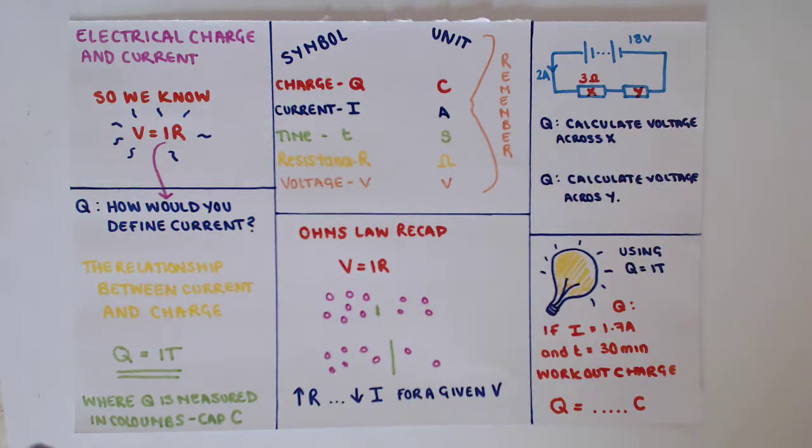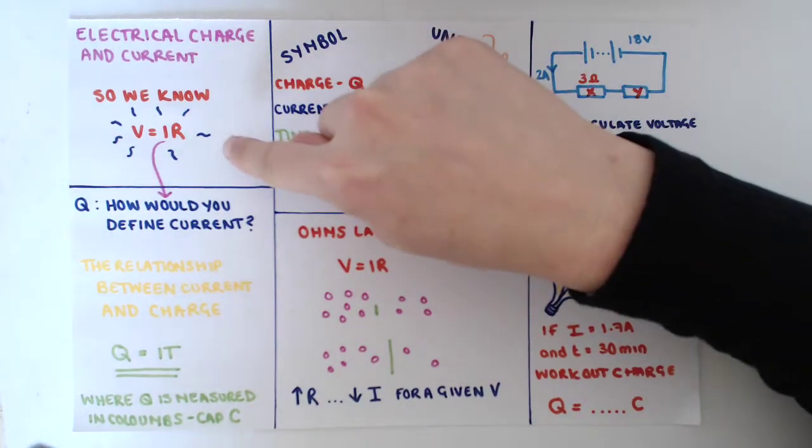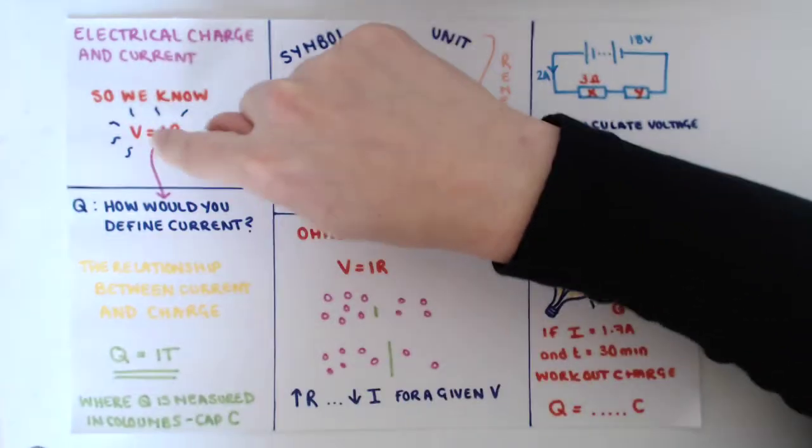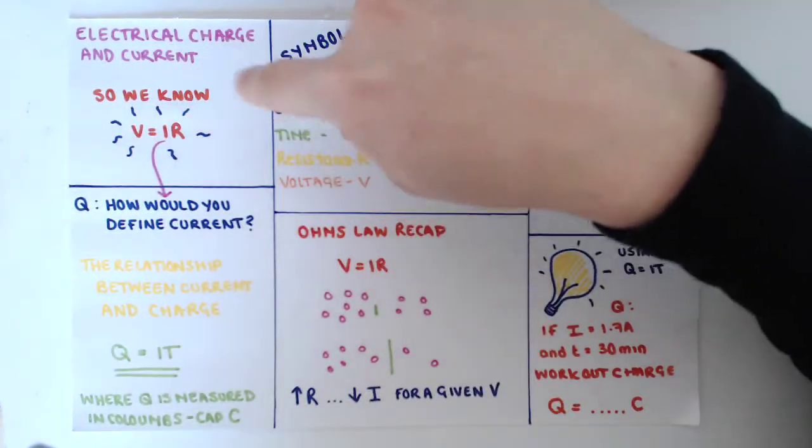Hey guys, today we're going to have a recap on electrical charge and current. First of all, let's recap the equation we know that has current in it, which is V equals IR. This is the relationship between voltage, current and resistance.